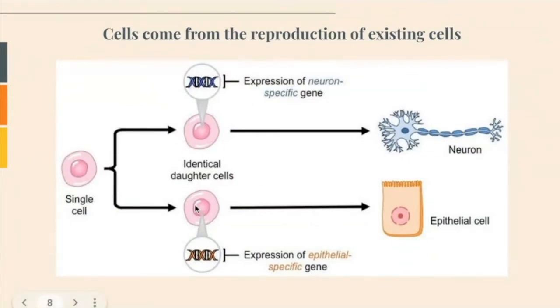The identical daughter cells don't necessarily produce the same types of cells. One daughter cell acquires the expression of a neuron-specific gene during the transcription and translation process, and it will later develop into a neuron. And when another daughter cell acquires expression of an epithelial-specific gene, it will develop into an epithelial cell. Even if the parent is one single cell, like stem cells, they divide and become different types of cells, but each has a specific function, like neurons in the nervous system, like epithelial cells lining different organs in our body.